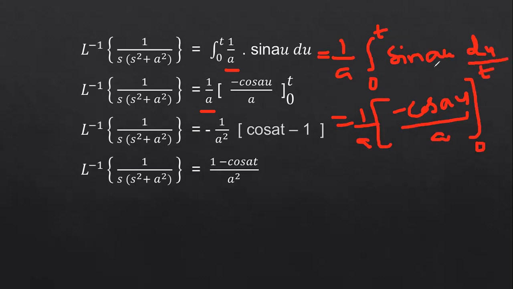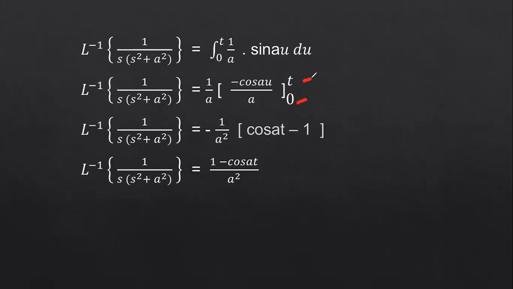We are integrating with respect to u, so the integration of sin au can be written as minus cos au by a. Here the u coefficient is a, so it goes into the denominator. If it were differentiation, it would be multiplied into the numerator, but since it is integration, it is divided into the denominator. The limits are from 0 to t.